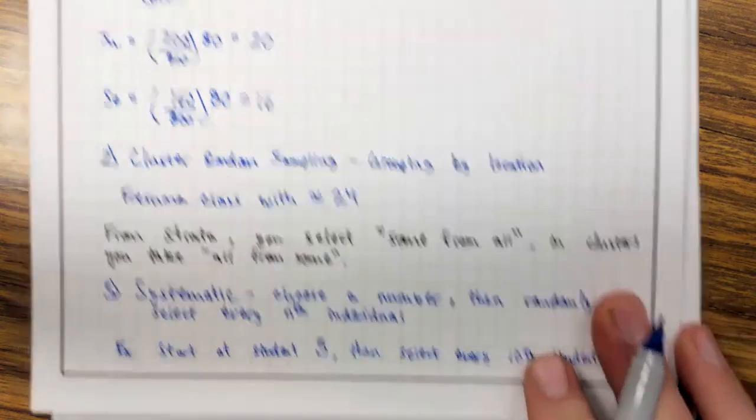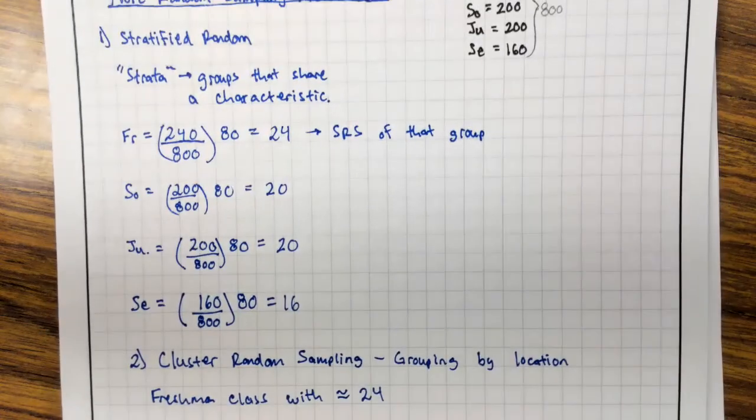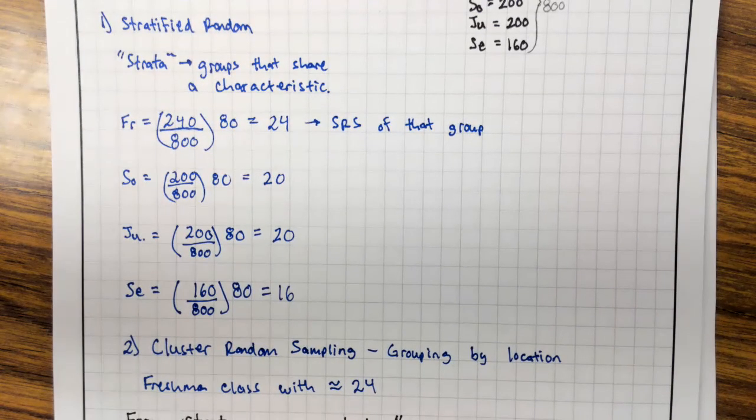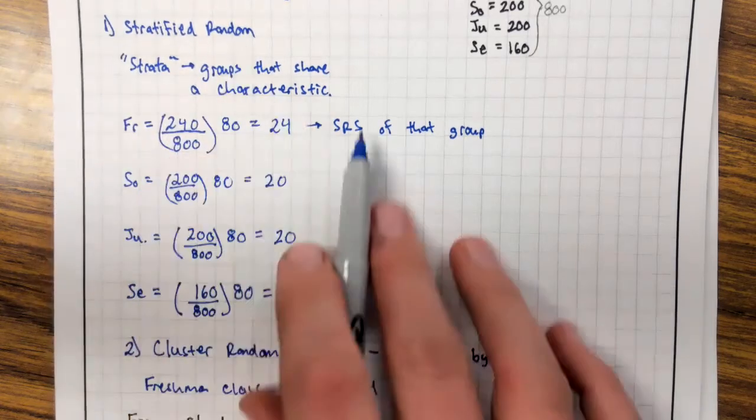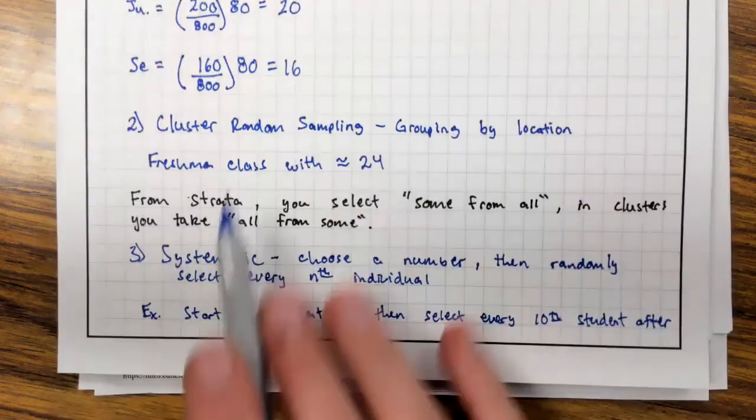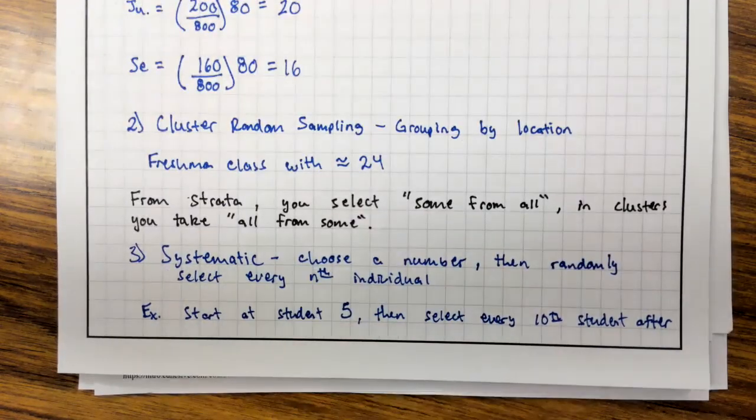Okay, so that's going to do it for this video. Just realize that there are more ways to sample than just dropping names in a hat or whatever, right? There's more ways than just doing the simple random sample. You could do a stratified, you can also cluster, and there's also the systematic way of sampling.